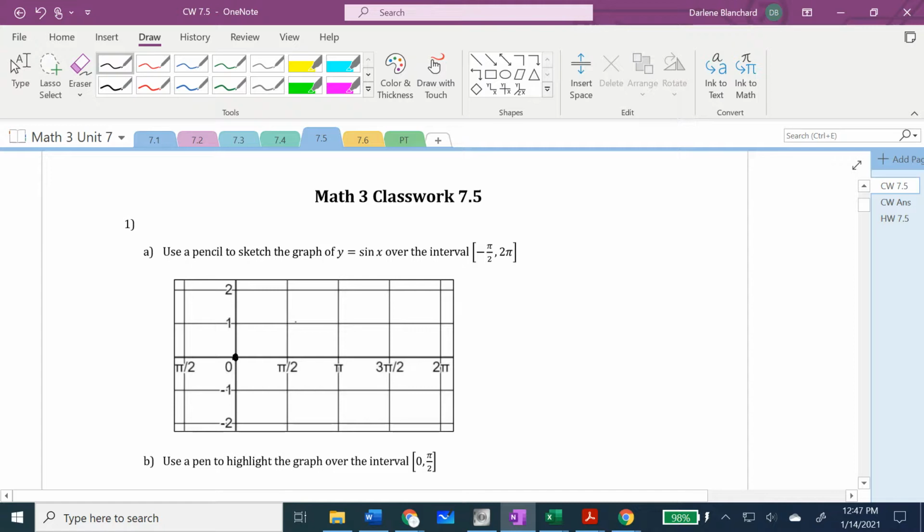So sine goes through the origin. It's at 1 at pi over 2, at pi you're back at 0, 3 pi over 2 down to -1, and 2 pi back to 0. Now, if you look at what I wrote about the interval, I want you to sketch it from -pi over 2 to 2 pi. So I'm going to go backward to -pi over 2. And it looks like the negative sign got cut off on my picture there.